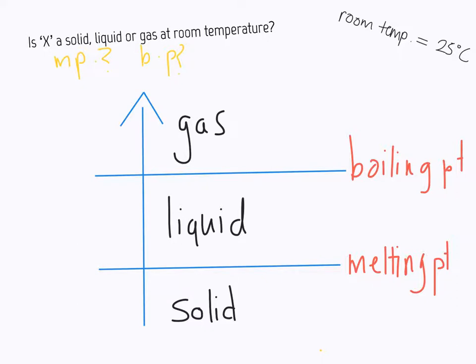And if you're asked, is X a solid, a liquid, or a gas at room temperature? Well, let's look at the example if it's a solid. So say X is a solid at room temperature.